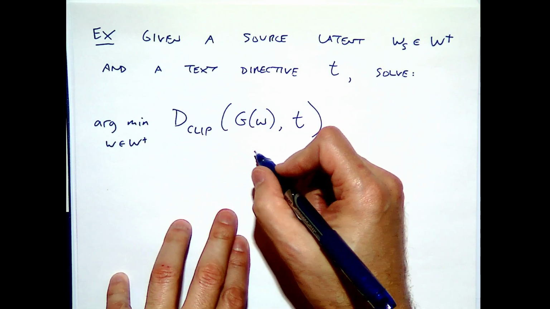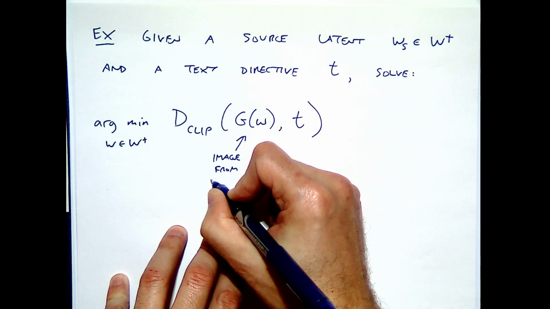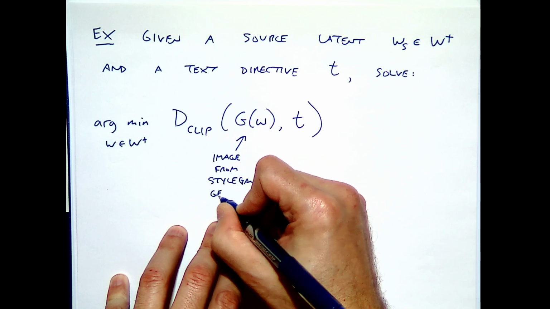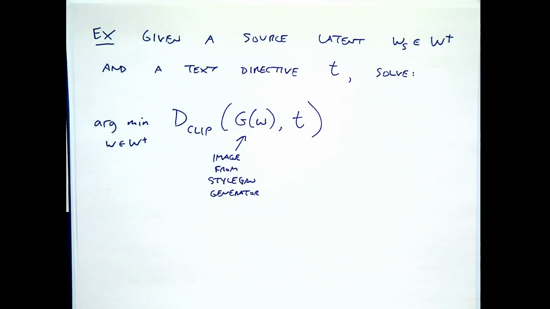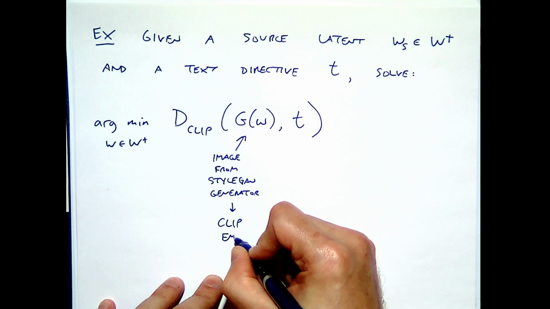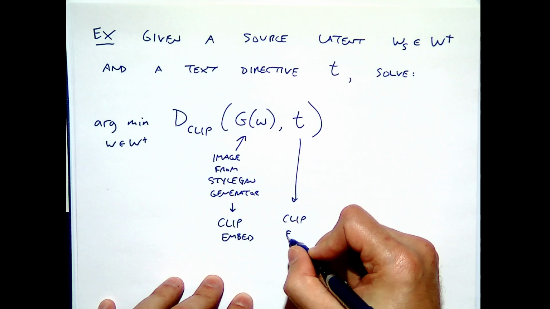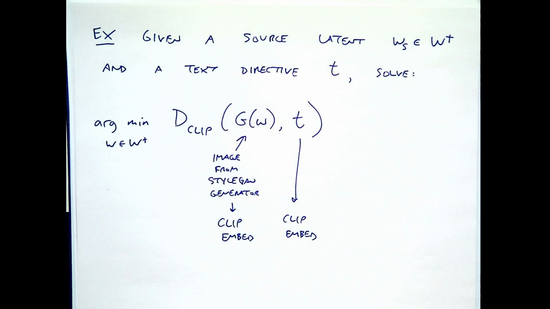So this is, again, an image from the StyleGAN generator. And then I'm putting this into the CLIP image embed, and I'm also putting the text into a CLIP text embed. And I'm looking at the cosine distance between these two vectors, right? So again, this is the whole value of CLIP, being able to directly compare an image and a text, right?